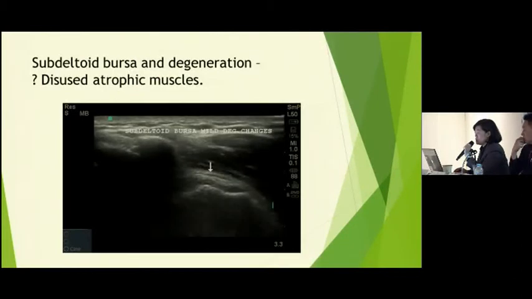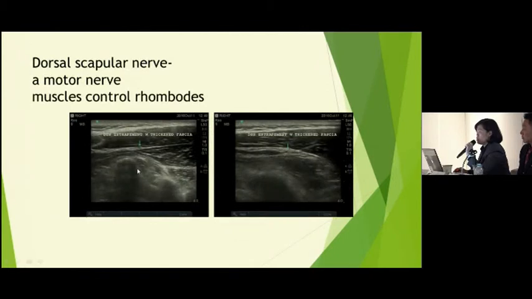This is the subdeltoid subacromial bursa. When healthy, it's like a rim of bursa, but if it's bursitis, then you can see a filling up of an area of hypodensity. Same as before, we also do it with a dynamic scan. We ask the patients, if they have a painful arc, then we scan the painful arc to see the humeral head notch getting back into the subacromial region.